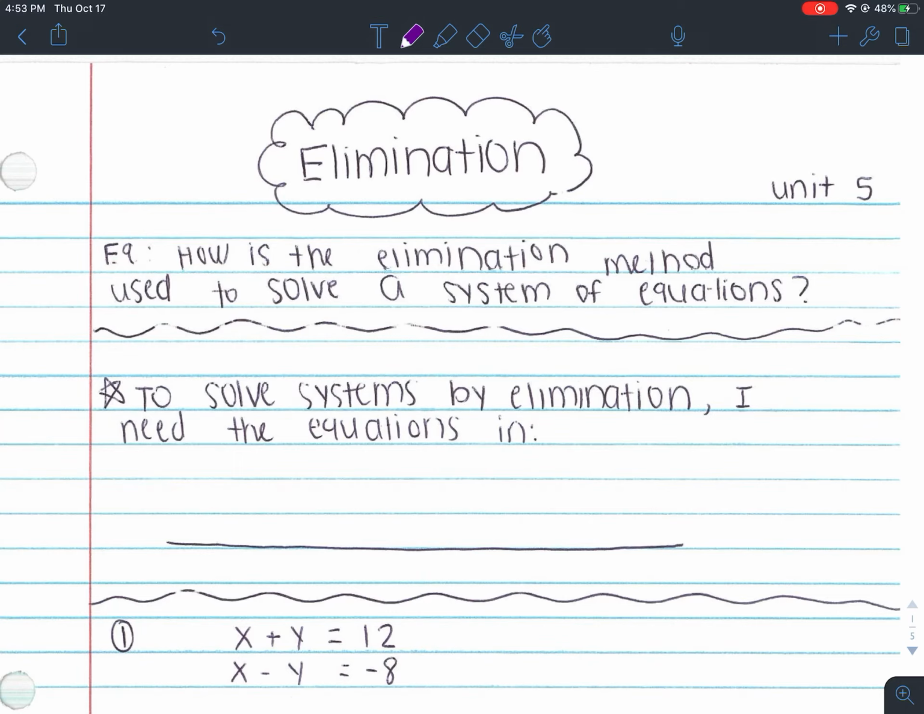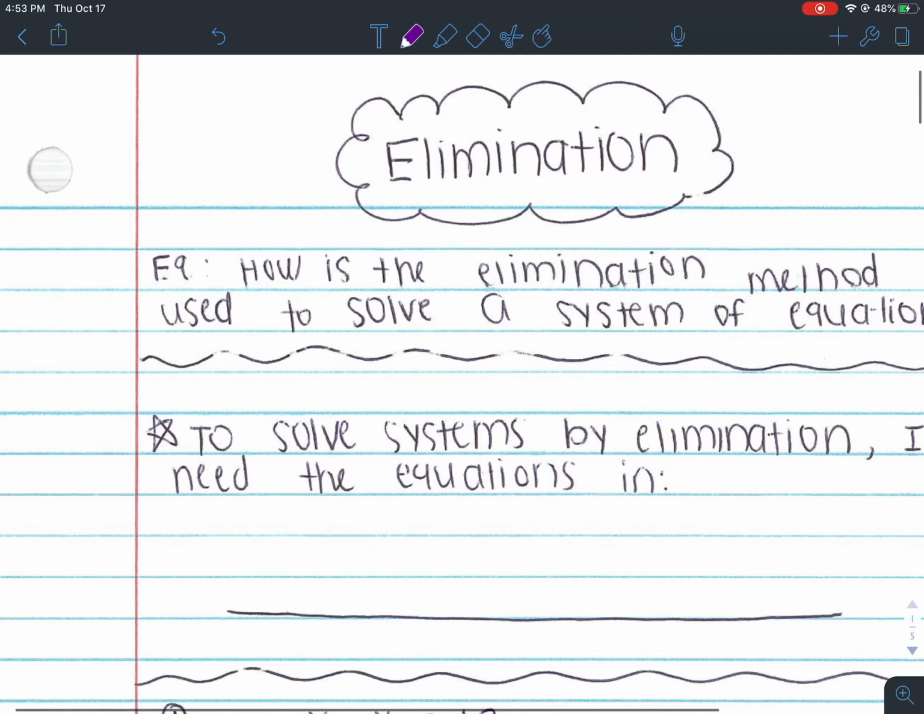With substitution, we basically were able to get the same exact answers. We were just solving it more algebraically. So with substitution, you're trying to get a variable by itself. And today we're going to learn about elimination. This is the third method, and it's the final method we learn to solve a system of equations.